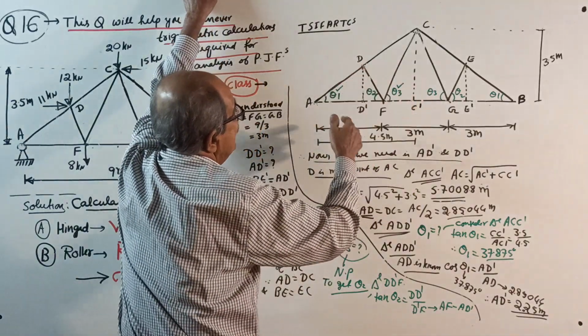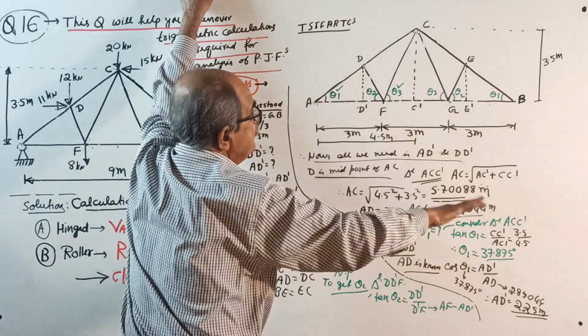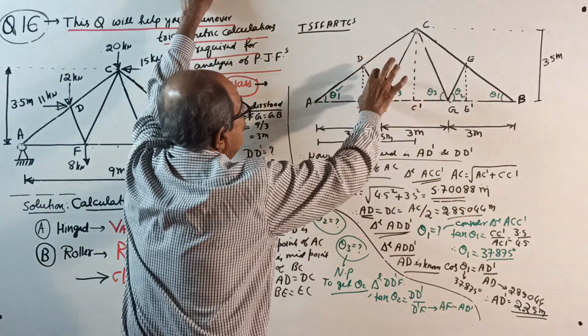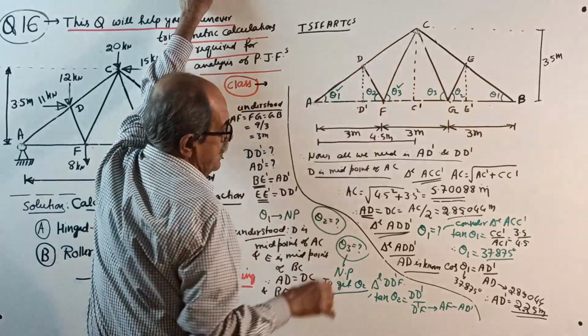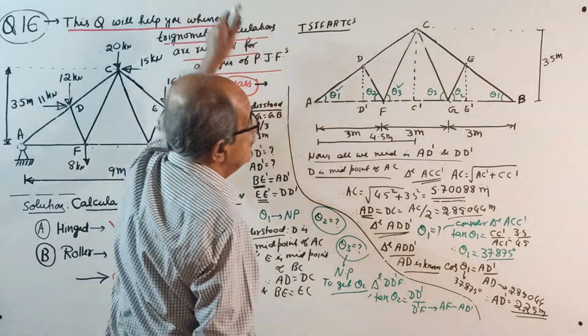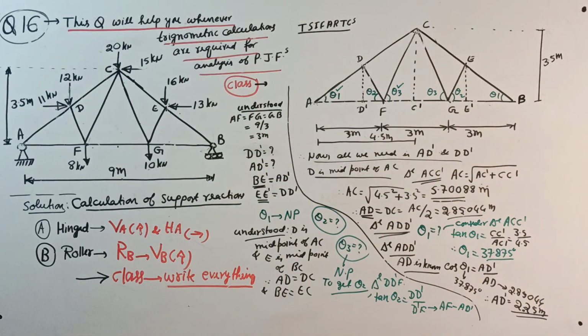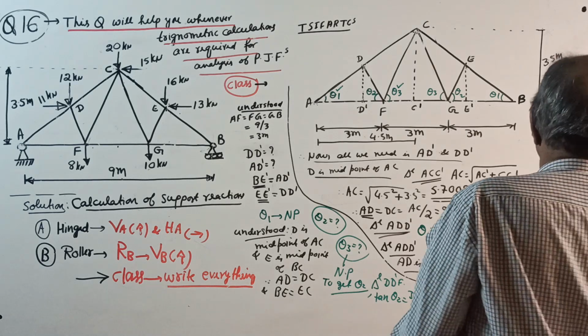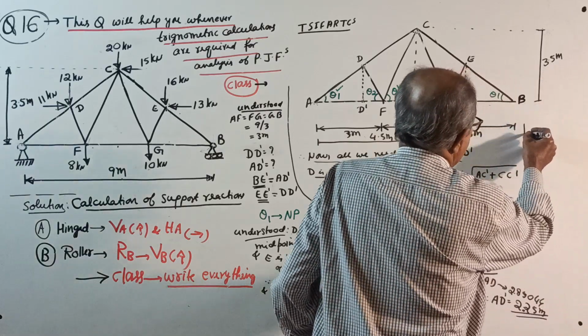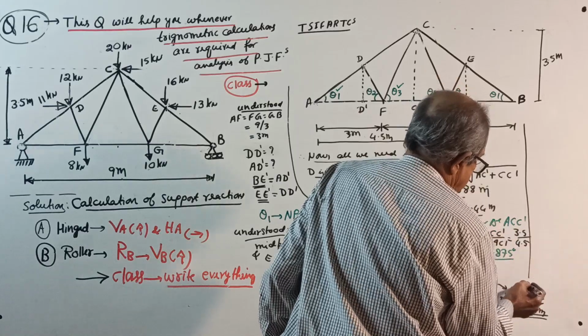Now lastly, I told you everything is over. You require which one? DD dash. Where to get it now? Space problem is there. Let me check the camera once. Where I can write it. Okay, somewhere here I can write. I will continue here because of the space problem.